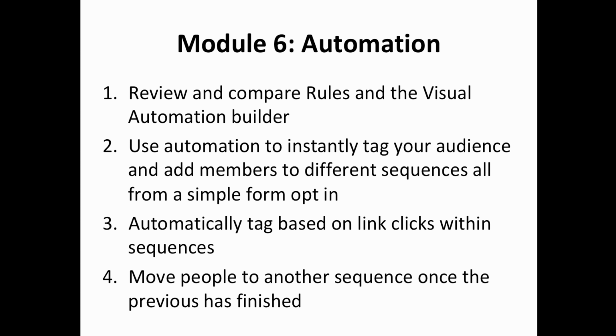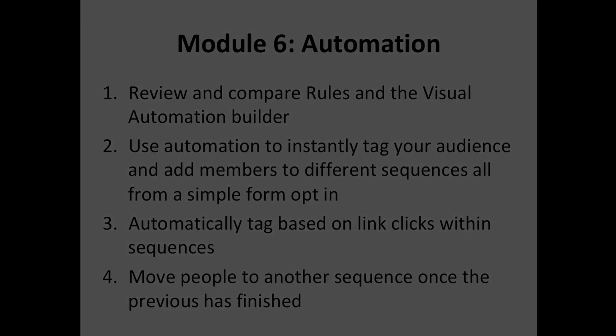Hey guys, and welcome to Module 6, Automation. This is where it gets really neat, so let's dive right in. In Module 6, we're going to review and compare rules and the visual automation builder. We're going to use automation to instantly tag your audience and add members to different sequences, all from a simple form opt-in. We're going to automatically tag people based on link clicks within sequences, and we're going to move people to another sequence once the previous one has finished. So let's take a look at my dashboard and get right to it.